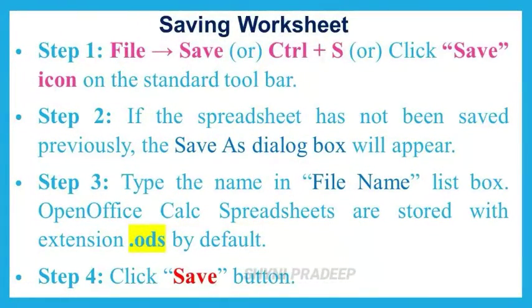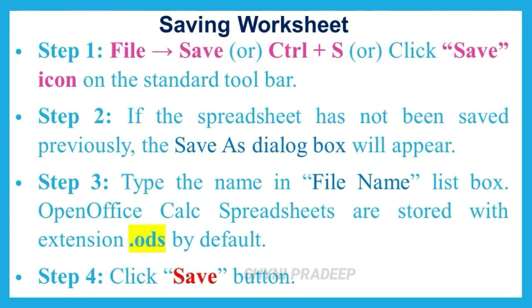Next topic is saving the worksheet. How will you save the worksheet? First you have to click on the File menu and select the Save option. Otherwise use the keyboard shortcut Ctrl+S. Otherwise click the Save icon on the standard toolbar. You can use any of these three ways.